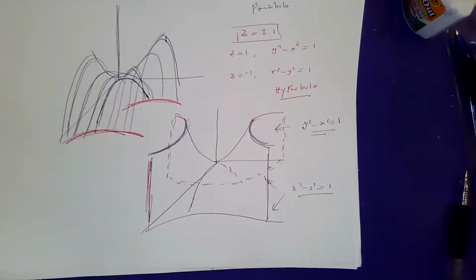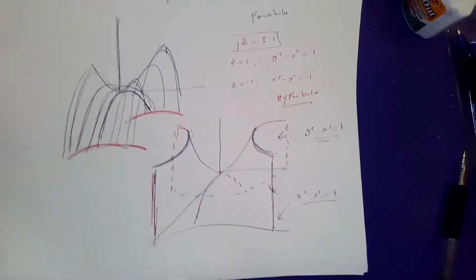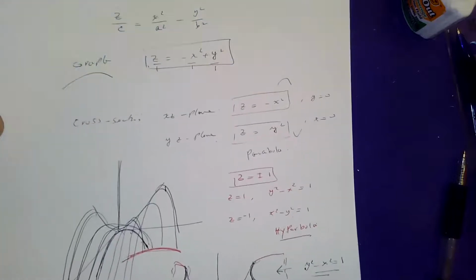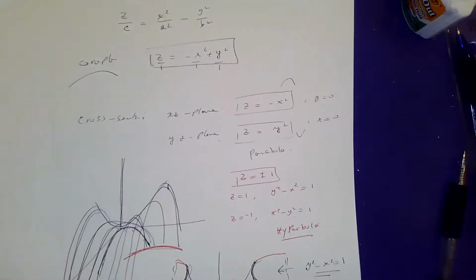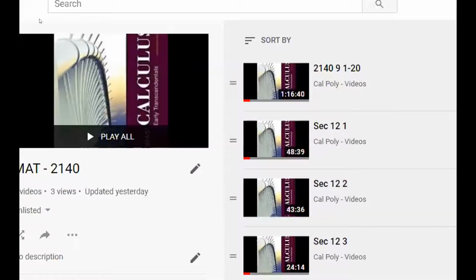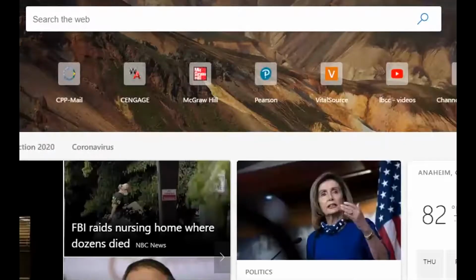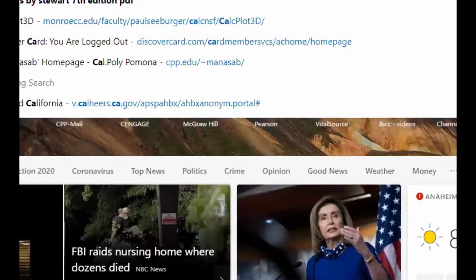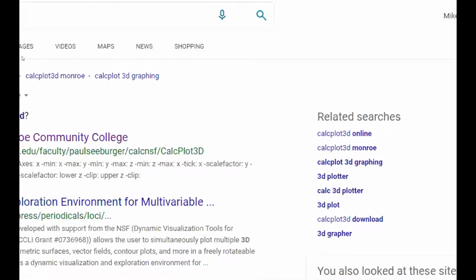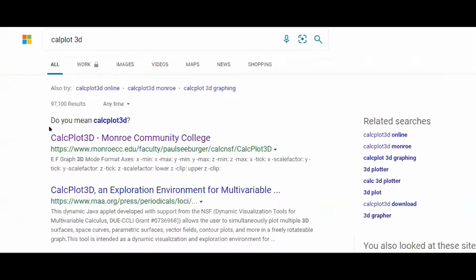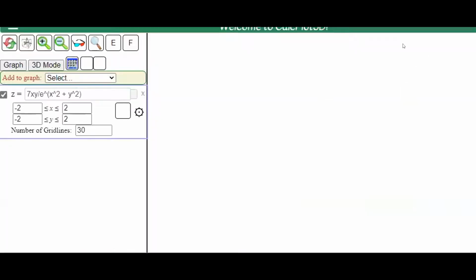All right, so that's how you graph these. Now, if you're really interested to know how these guys literally look, well, remember I gave you a site for you guys to go and explore. And where was that site? What was it called? Calc? Yeah, there it is. Plot. Okay, there it is.